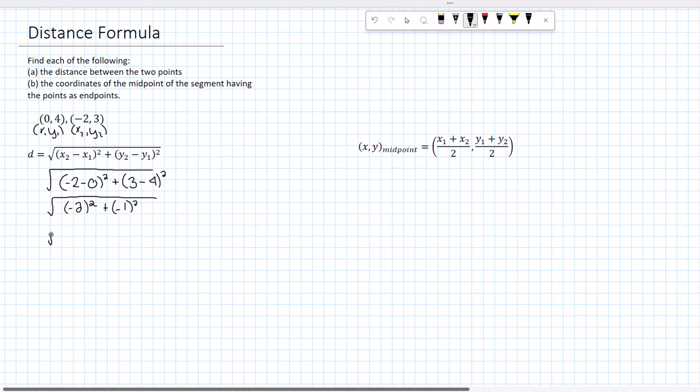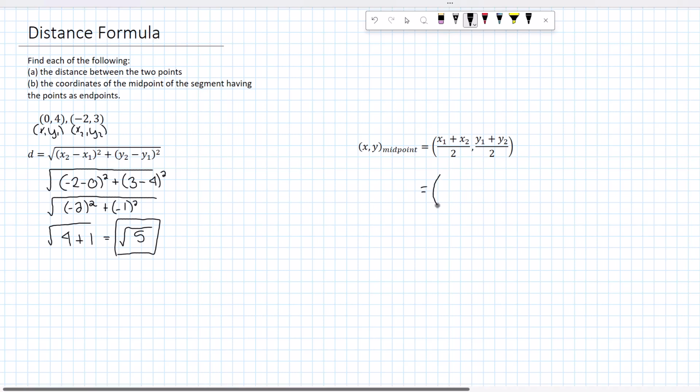Let's keep going. -2 squared is -2 times -2, which is 4, plus -1 squared is -1 times -1, which is 1, and that gives us the square root of 5. Now the square root of 5 does not reduce, so that is our distance. Let's look at the midpoint.